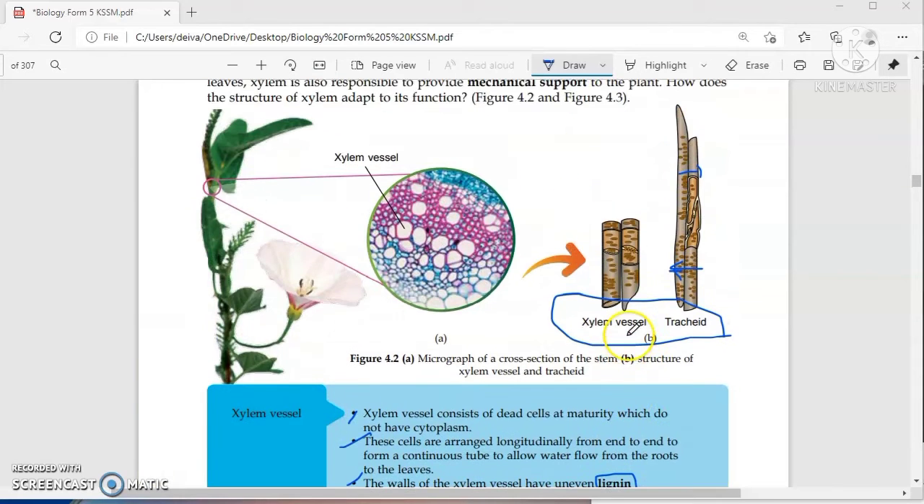And then they have also parenchyma tissue here. They have parenchyma tissue beside here. Parenchyma tissue, the function is to keep food, to store the food. Around here they have the parenchyma tissue to store food.